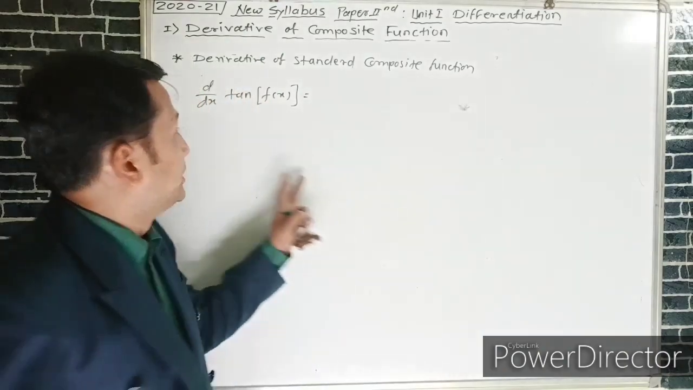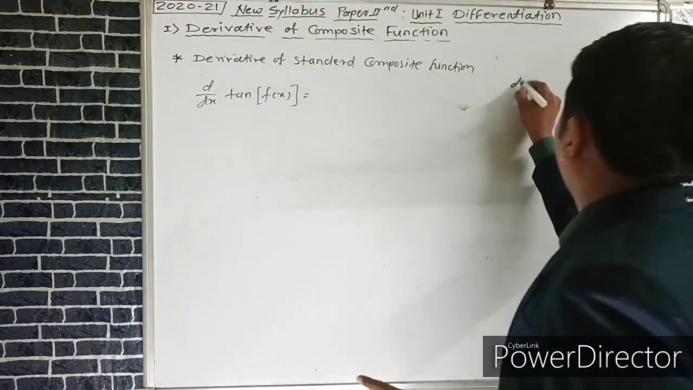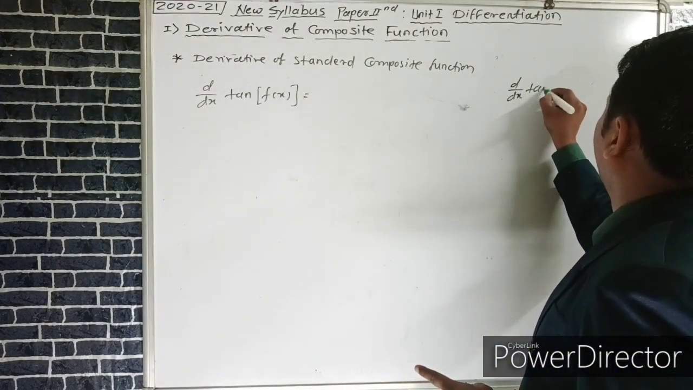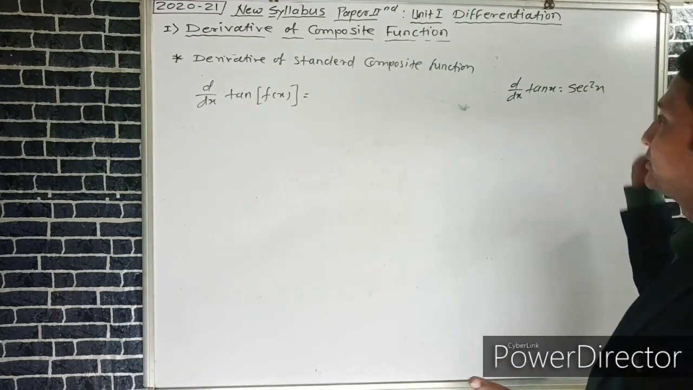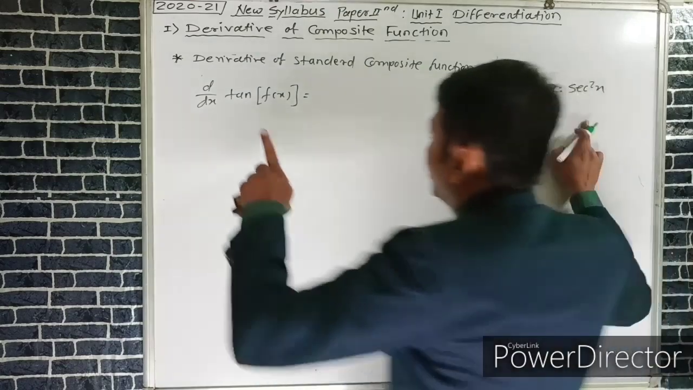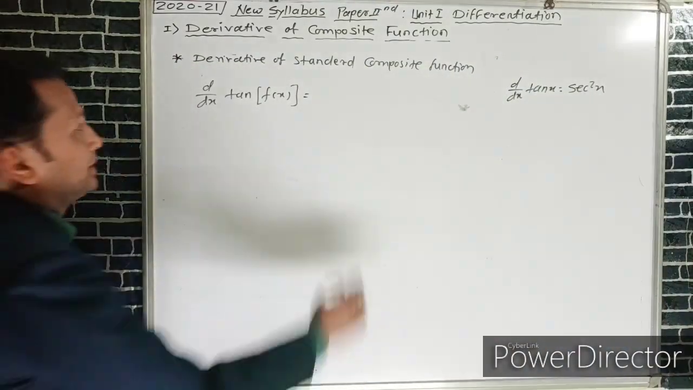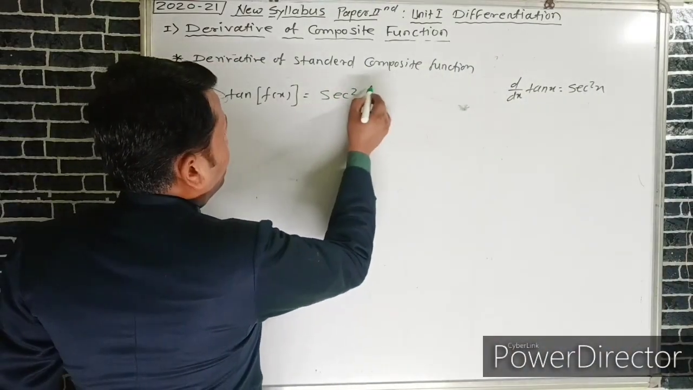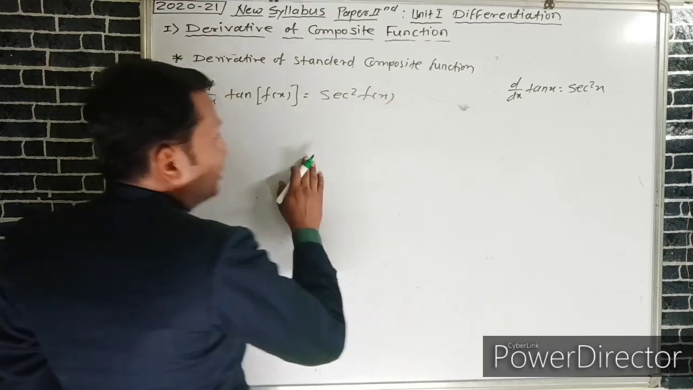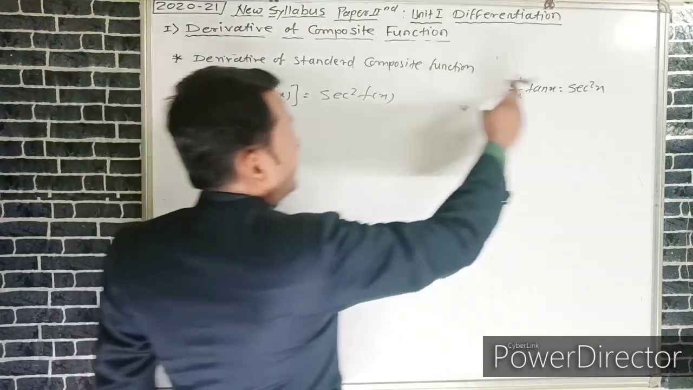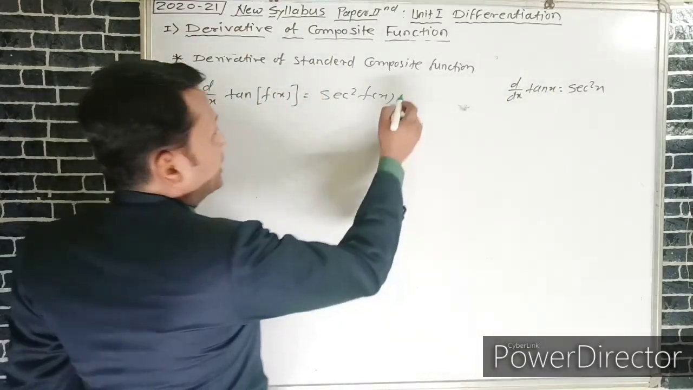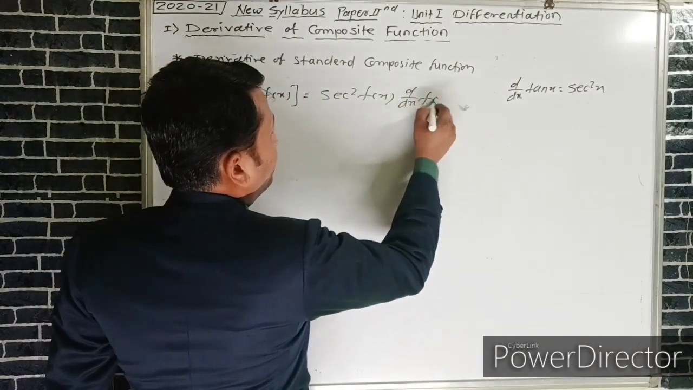we know the derivative of tan x. The derivative of tan x is sec square x. Hence, we can write the derivative of tan of f of x is sec square f of x into again the derivative of f of x.